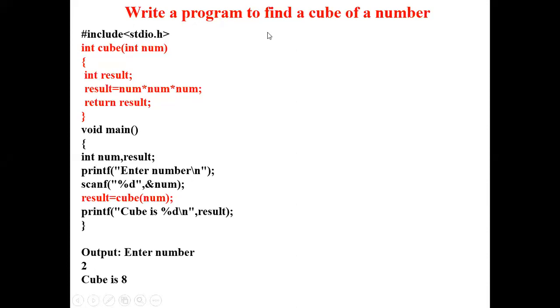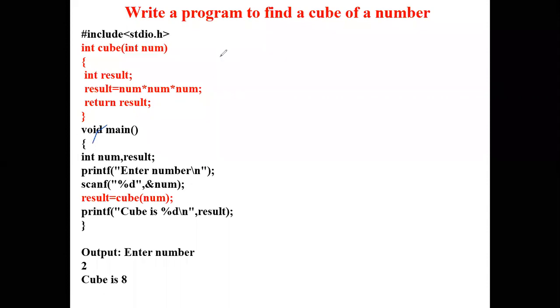So here we have the main function. In the main function, the control starts from here. We have declared two variables to hold the number and the result. We have the scanf function to take the input. So let's take the input 2, the number is 2. So in num, we are having 2.